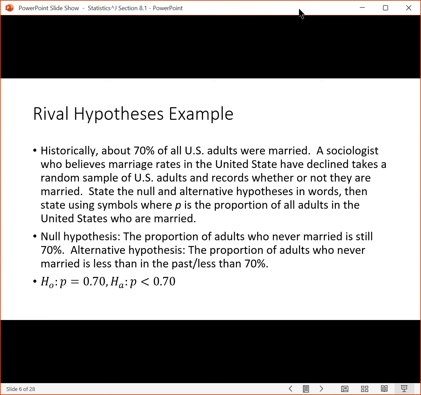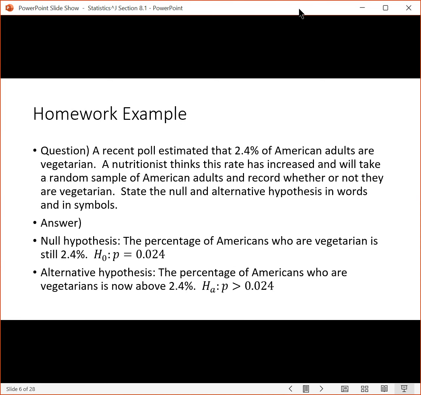The null hypothesis is going to be the status quo. The status quo is 70%, so we would say the proportion of adults who are married is still 70%. And then the alternative hypothesis, that the sociologist's theory is correct, is that the proportion of adults who are married is less than in the past, or less than 70%. Written in symbols, we've got H naught: P equals 0.7, so we're writing percent as a proportion, and then HA: P is less than 0.7. So those are the rival claims.